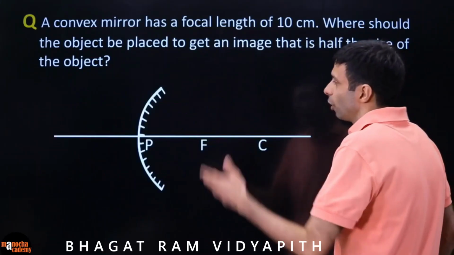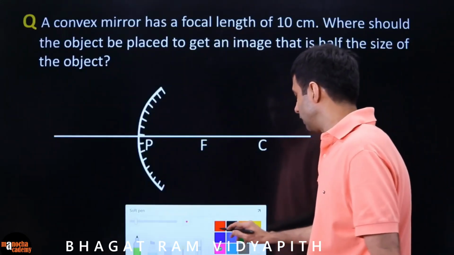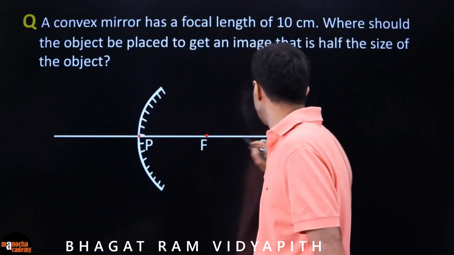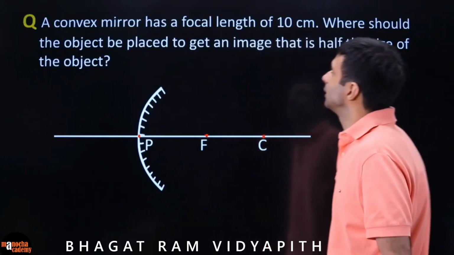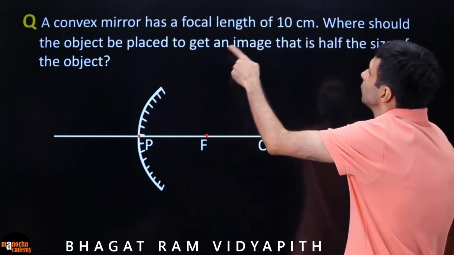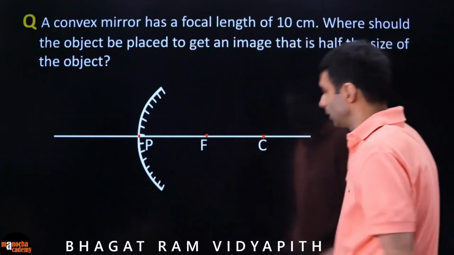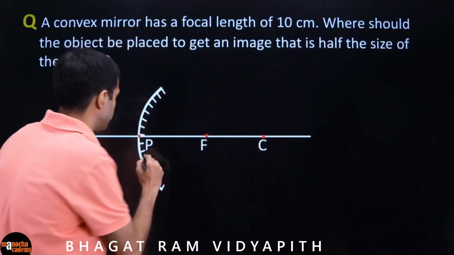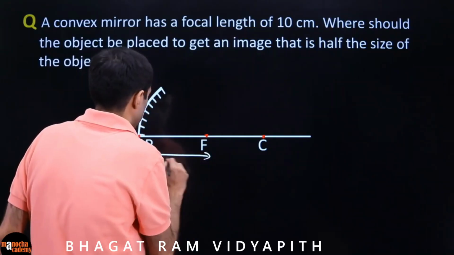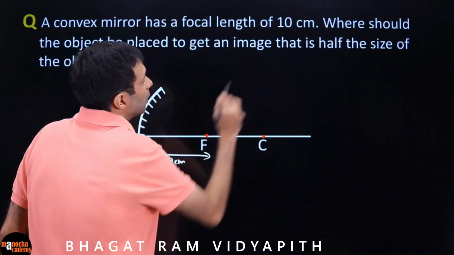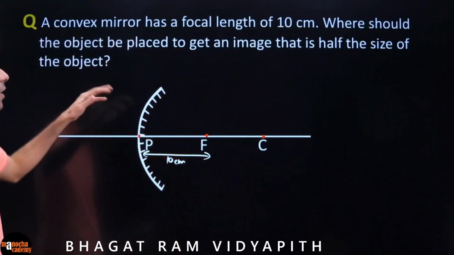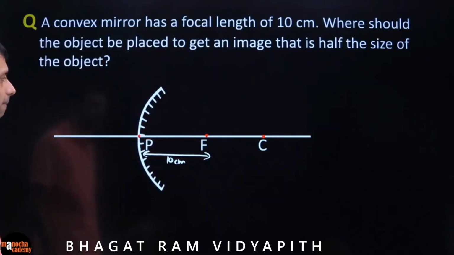So first thing is you should draw a rough diagram. So I've just sketched something here like this. You have your pole, focus and center of curvature. We can see that the convex mirror has a focal length of 10 centimeters. So let's mark that here. Pole to focus is 10 centimeters. Where should the object be placed to get an image that is half the size of the object?